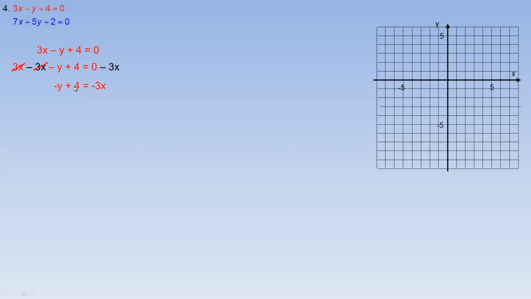Now the next thing I want to do is get rid of this 4. So I have the negative y term alone. I want to isolate the negative y term. So the opposite of adding 4 would be to take away 4 from both sides, so I'll do that.